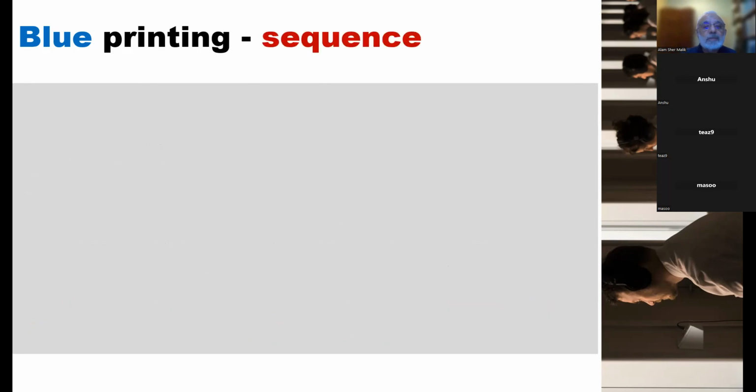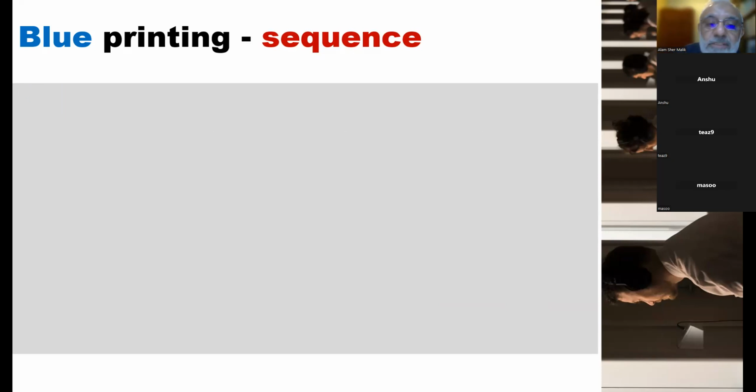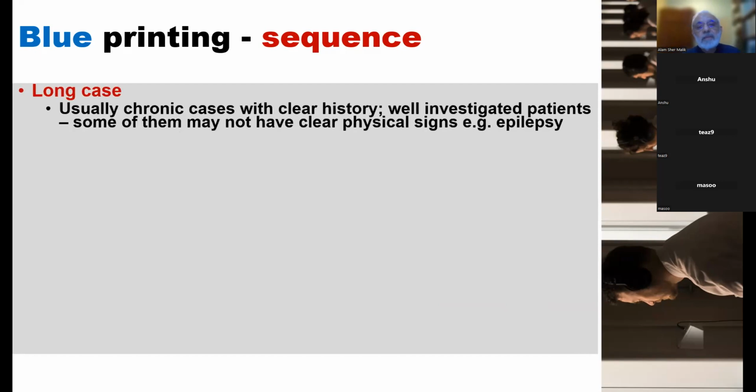I'll give you a few examples here. Here is one way of looking at the blueprinting. If we are still using the long case, basically what we need to do is make a list of all the conditions which we wish to examine. In a way, make a wish list that these are all important areas which we need to assess during this, let's say, final year examination. And from that list, we cross the conditions which are likely to be assessed in long case.